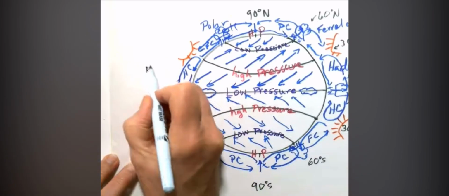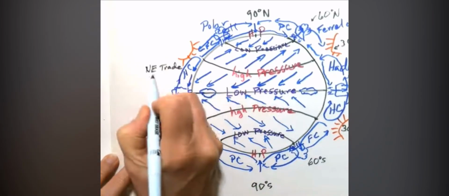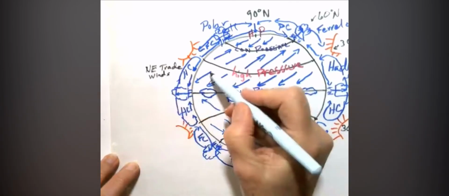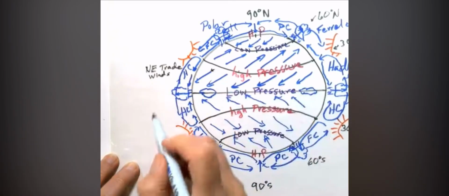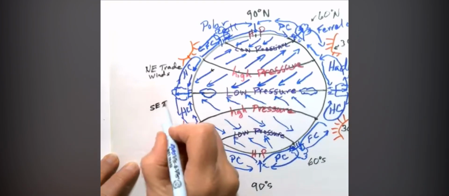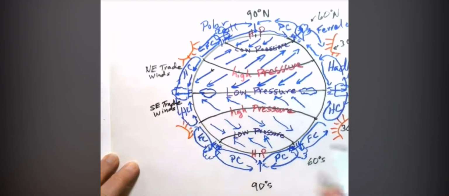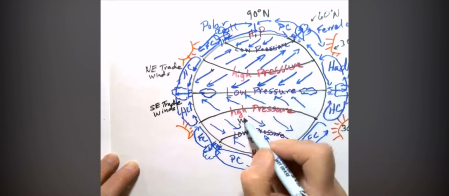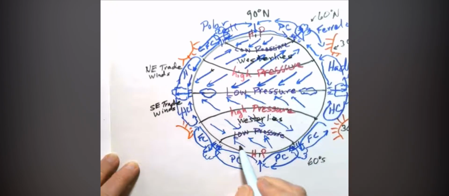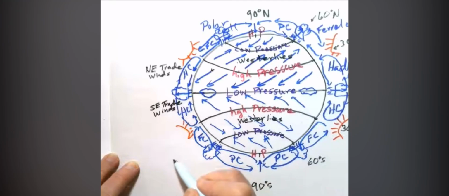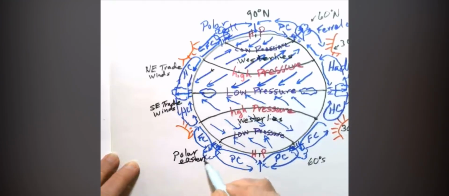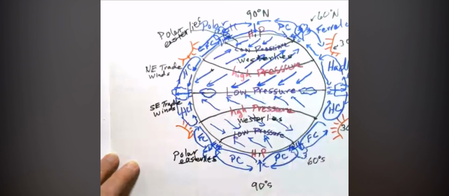These are the northeast trade winds. That's these coming from the northeast. These are the southeast trade winds. These are the westerly winds in both hemispheres. And these, between the pole and 60 degrees, are the polar easterlies. Okay, it's getting pretty messy.